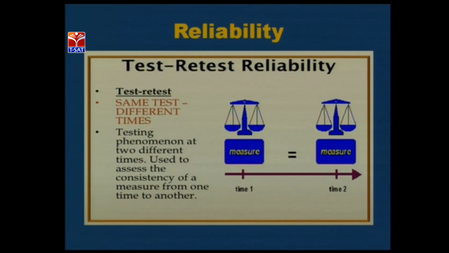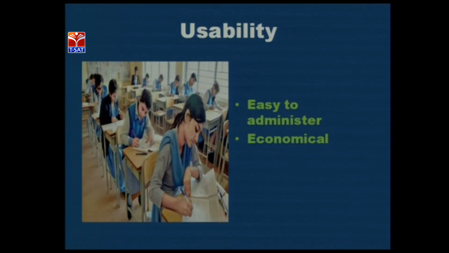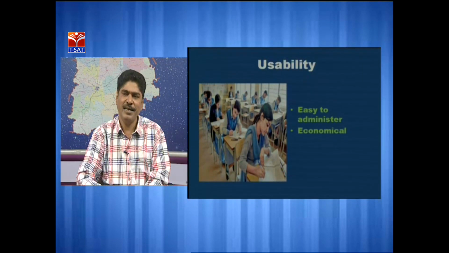Then reliability is one other quality. For example, you conduct a test to students, and you conduct the same test after some time; it should yield the same result. Same test at a different time should give the same result; this is called reliability. Testing a phenomenon at 2 different times is used to assess the consistency of a measure from one time to another. Usability: the test should be easy to construct, easy to administer, and economical. This should also be one of the qualities of a good test.